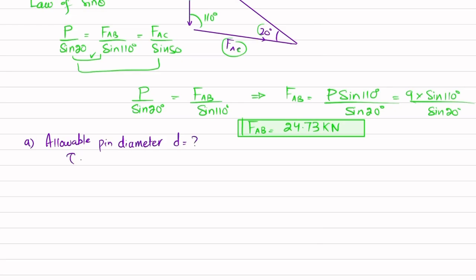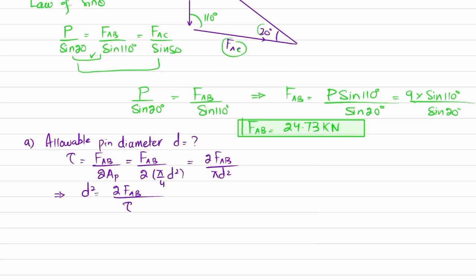We know that shearing stress is equal to shear force. Now here shear force is FAB. As the pin is double shear, so we will take 2 times of AP. So FAB divided by 2 times, the pin is double sheared, so 2 times area of pin, if having diameter D, is pi by 4 D square. So from here it will be equal to 2 FAB divided by pi D square. We are finding out D, so D square is equal to 2 FAB divided by pi into tau.